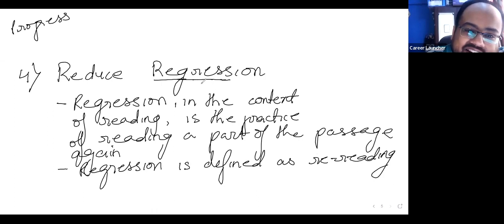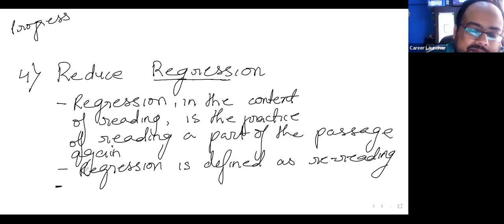Regression is undesirable. Why? For the simple reason that you waste time while reading. Because you are spending time doing something that you have already spent time on. That is why regression is avoidable.